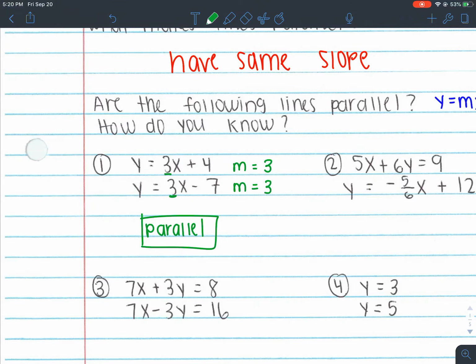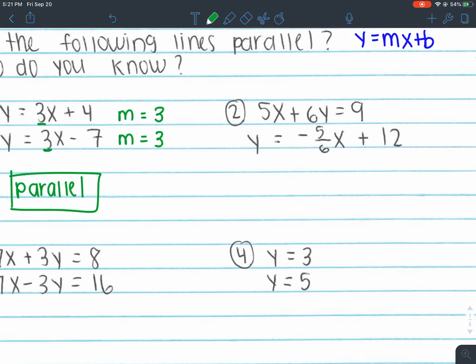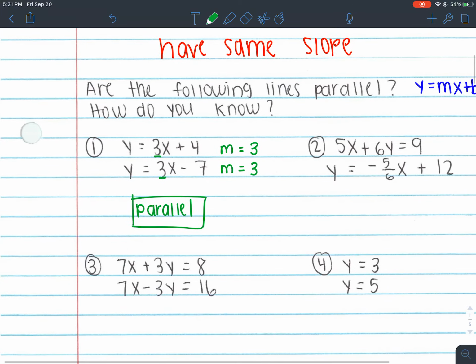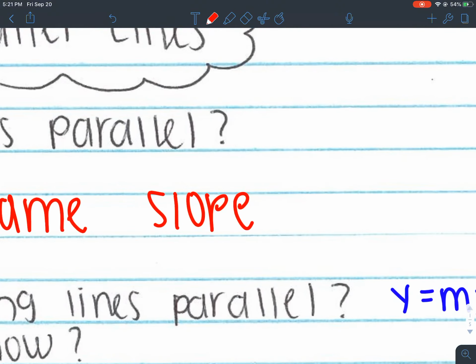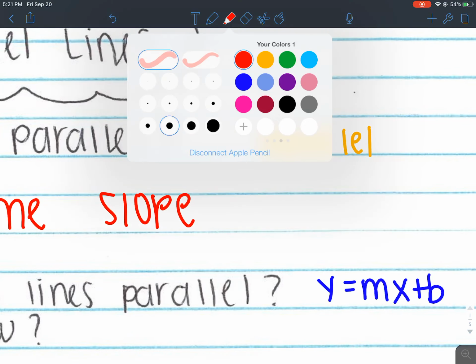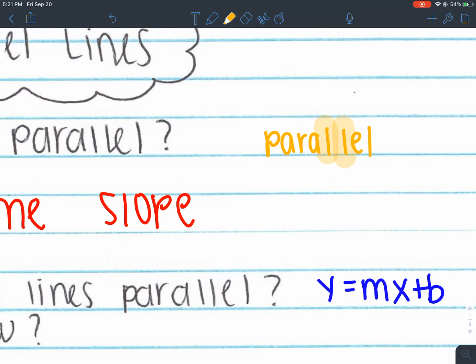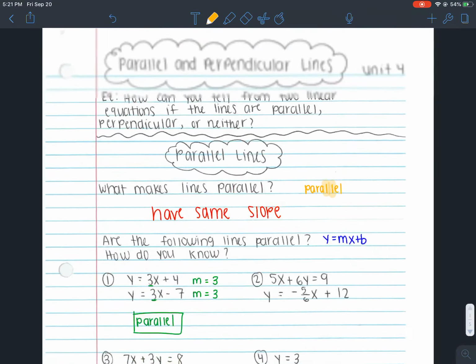Now, if they don't have the same slope, it can either be neither or it can be perpendicular. And we'll kind of talk about that a little bit later. So if they have the same slope, they are parallel to each other. And if you forgot what parallel means, by the way, it's basically two lines that never touch. So the way I like to think about it is, if I have parallel, you see those two L's in parallel? I have an L here and an L here, and they're parallel to each other. So they're never going to touch.